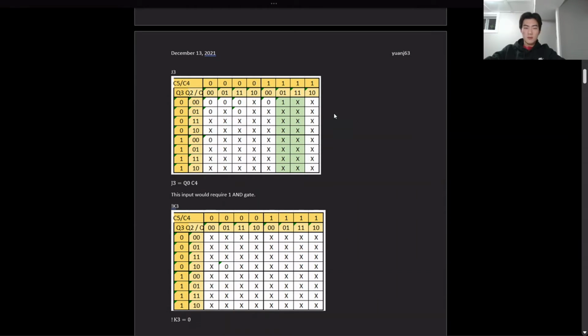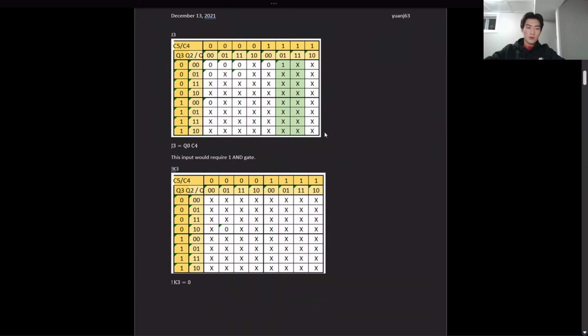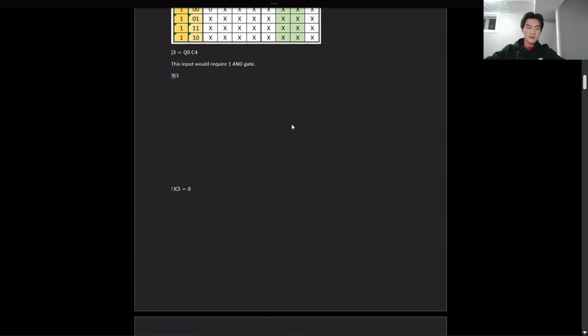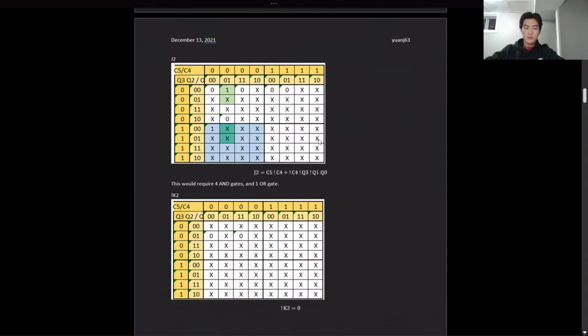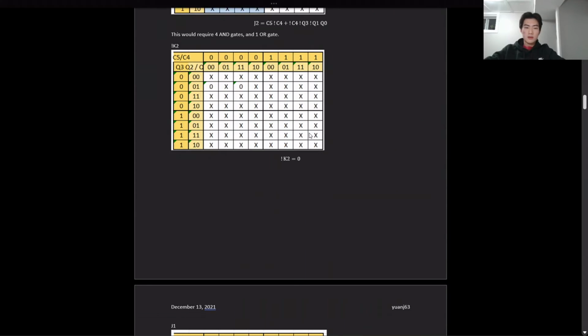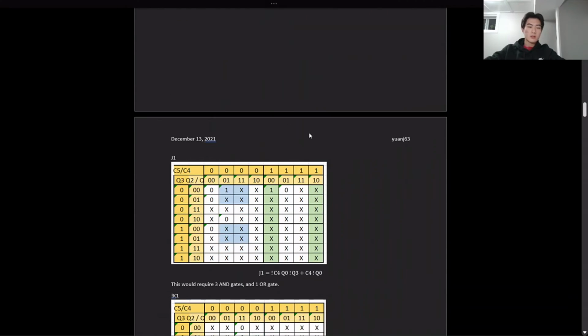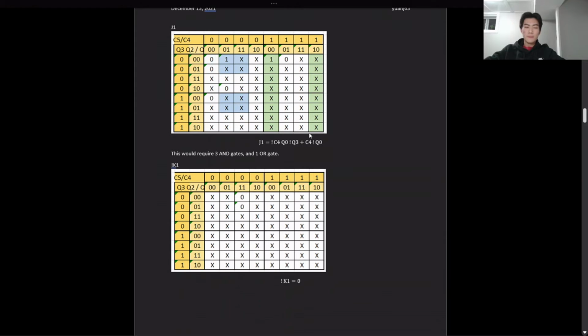So first for the K-mapping, I tried the product of sums implementation for everything because there were a lot of zeros and not a lot of ones, so I thought this would make it easier. For the most part, it was pretty nice. Most things didn't require a lot of gates, except for J2, J3, actually not J3, J4, and J1.